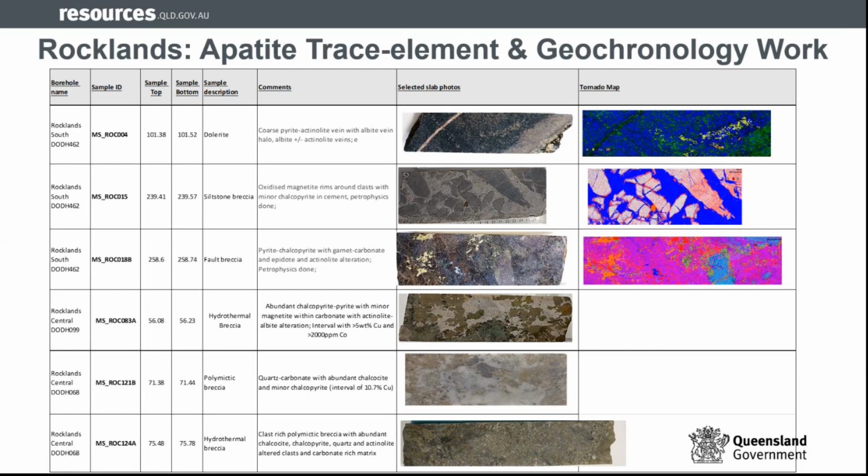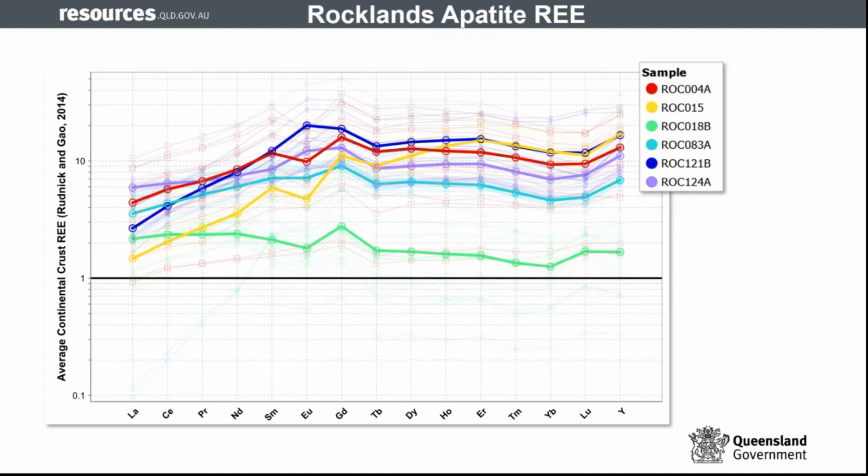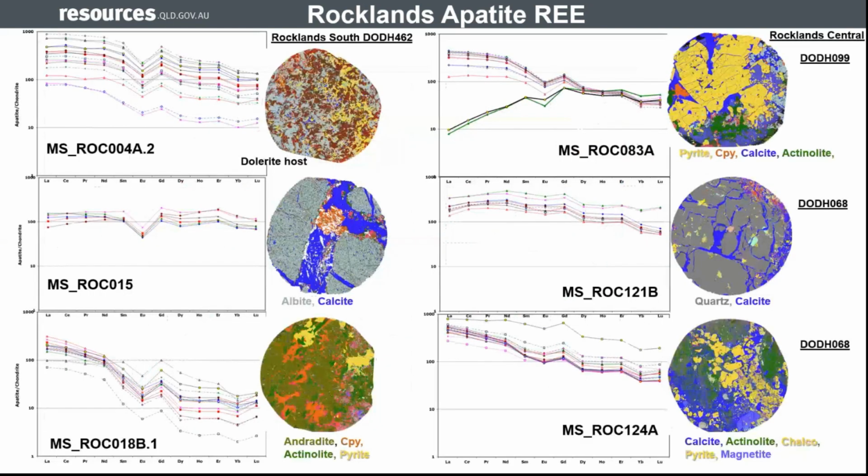So again, we're going back to Rocklands, where we have a very nice range of the different breccia types, but also a sample which we took from the host dolerite. And if we just look at the trace element data of apatites from these 6 samples, you can see a significant difference in the amount of rare earths in the apatites, but also a subtle difference in the trace rare earth patterns. So without this detailed work which we did on a TIMA, the interpretation of this data would not be as trivial.